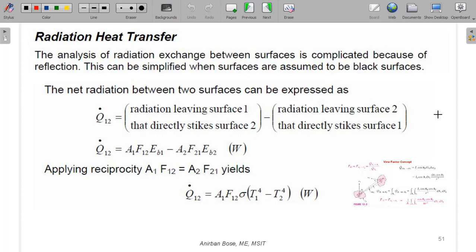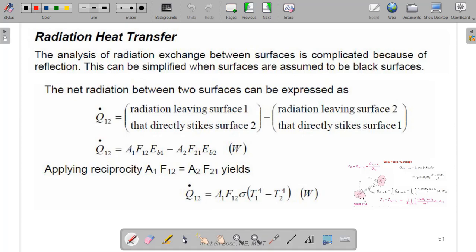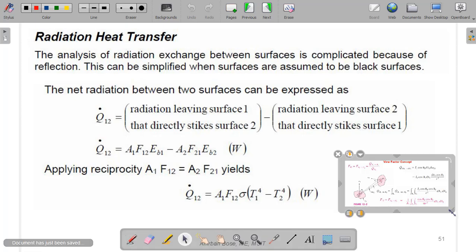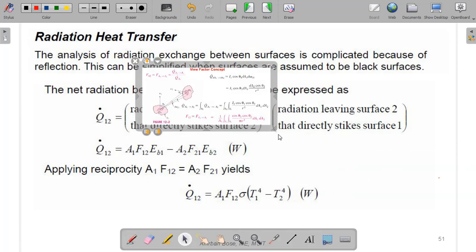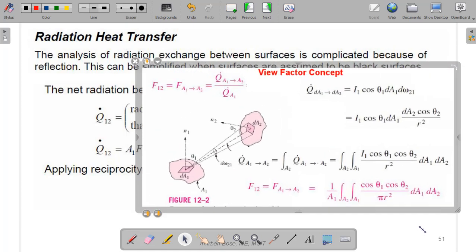So in this lecture we will see how we can use the concept of view factor to find heat transfer in the form of radiation from one surface to the other surface or surfaces. To do that, we'll first refer to this particular slide that we have already discussed in the view factor chapter.